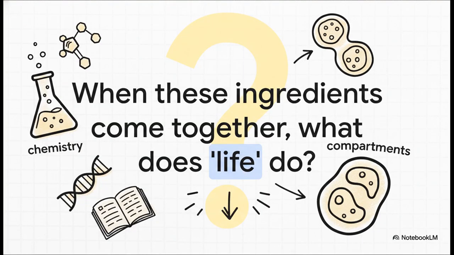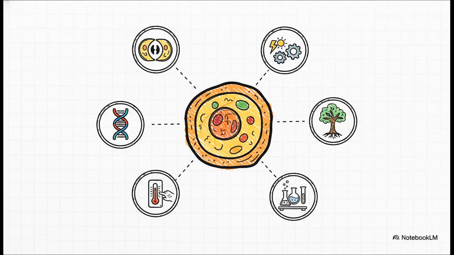Okay, so we've got our recipe. We have a pretty good idea of what a cell is, but that just opens the door to a final, even bigger question. When you manage to get chemistry, information, and compartments all together in just the right way, what does the life that results from that actually do? Well, it does all of this.